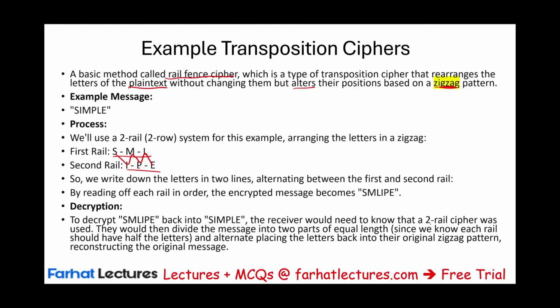The receiver would need to know that a two-rail cipher was used. Then what we'll do is put the letters in two rows, divide the message into two parts of equal length, and alternate placing the letters back in their original zigzag pattern, reconstructing the original message. Again, I used the word simple to tell you this is a simple example, but it doesn't have to be. It could be a complex example with a complex pattern. But that's how the transposition ciphers work.